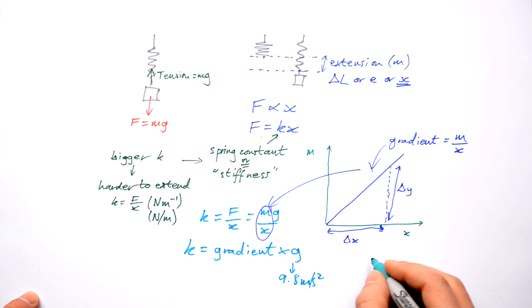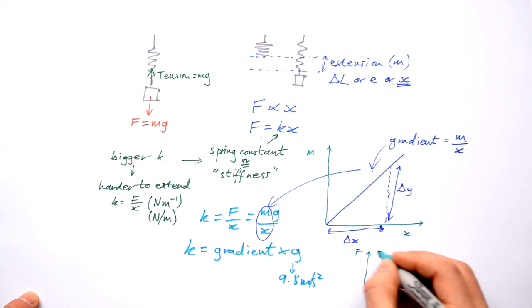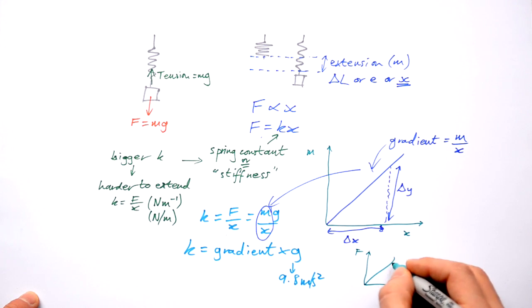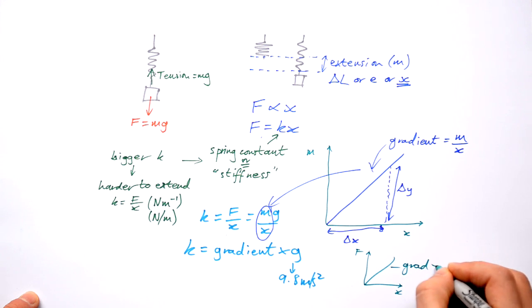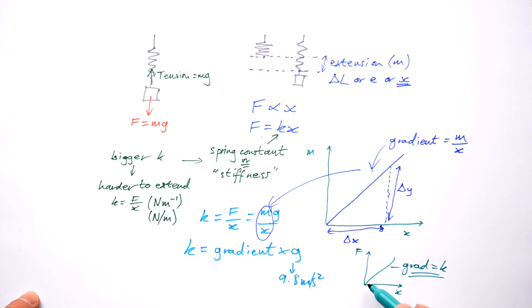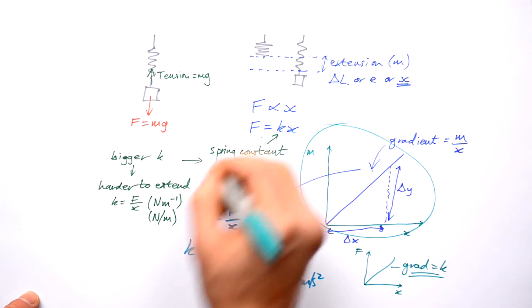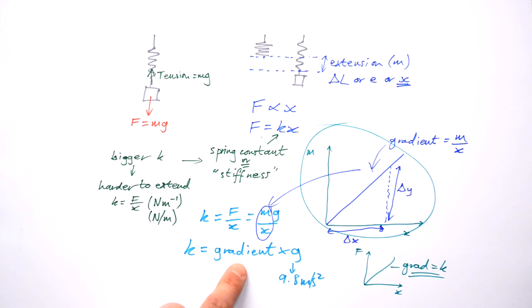We could alternatively draw a graph of force against extension, and the gradient is k already. So if you get given a graph like that, you know how to find the spring constant. But the problem with this is that you have to convert your mass into force first. So that means multiplying every mass in kilograms by 9.8. And so you end up with some really weird numbers. So the best thing to do is just do mass against extension, and then you get your gradient times it by g to get the spring constant.